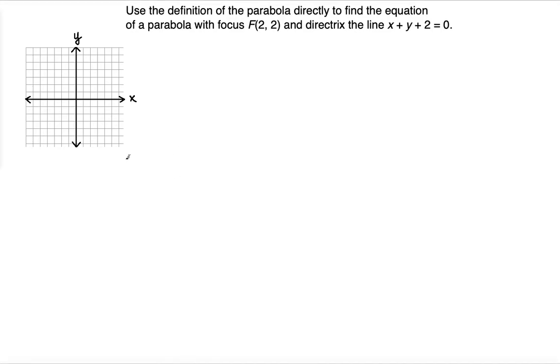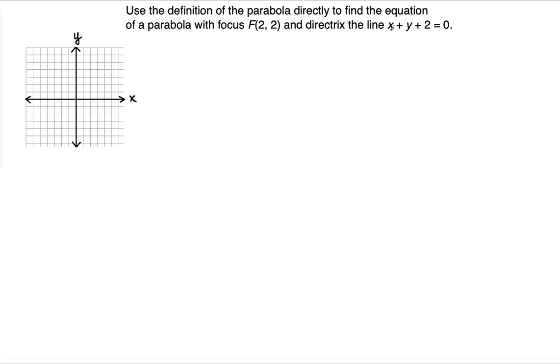Use the definition of the parabola directly to find the equation of a parabola with focus (2, 2) and the directrix the line x + y + 2 = 0. So first we're going to plot this. I'm just going to show you graphically what this looks like, and then we're going to talk about the definition of a parabola to see really what we need to derive the correct equation.